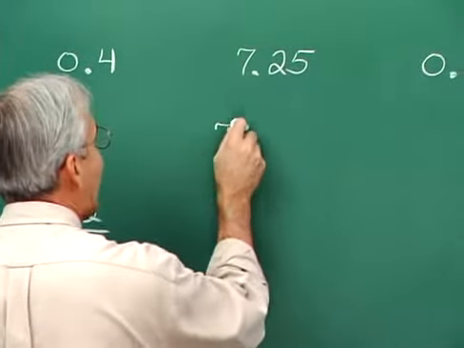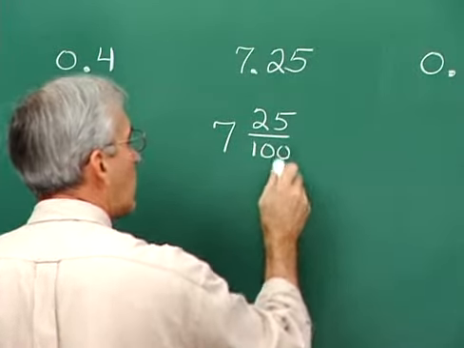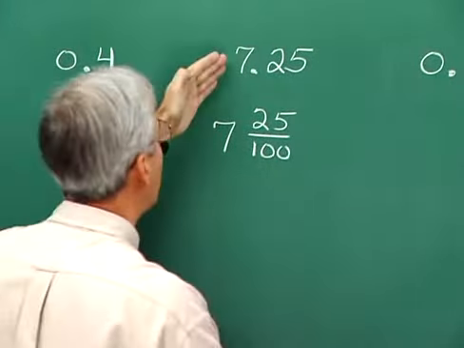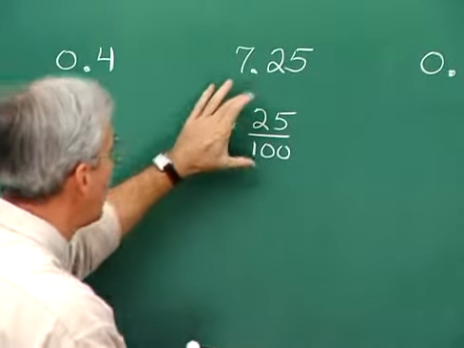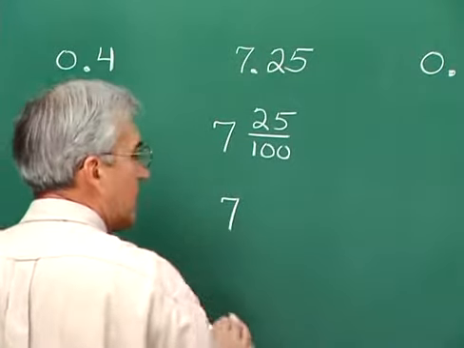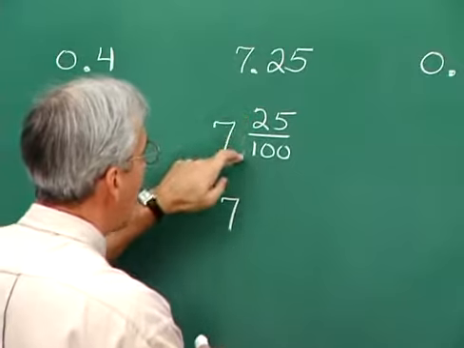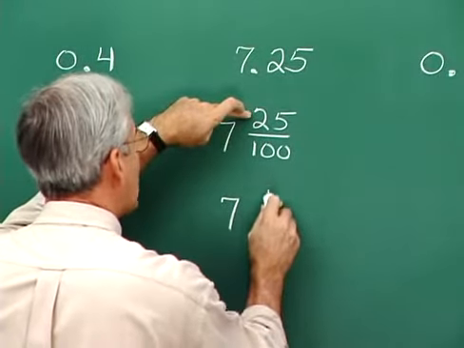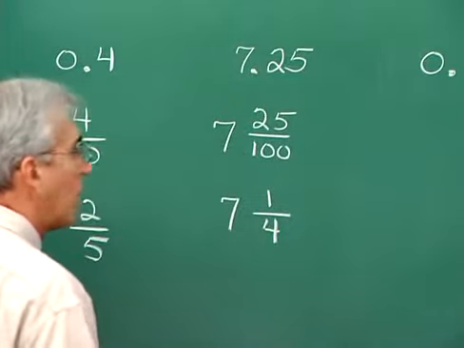In a similar way, 7 and 25 hundredths. You see, so we're writing the mixed number corresponding with the decimal just by saying it properly. Now all we have to do is reduce the fraction. Different people will see this differently, but the fast way to reduce the fraction is to say 25 into 25 is 1, 25 into 100 is 4. So this is 7 and 1/4.